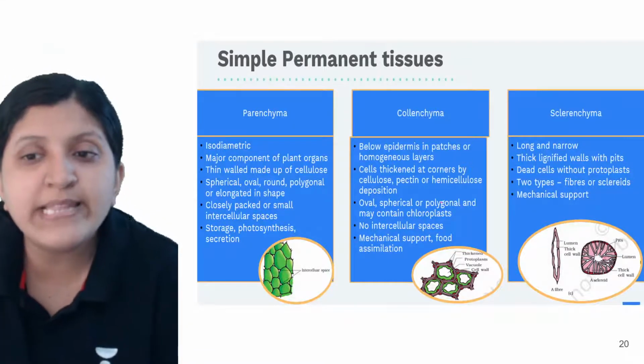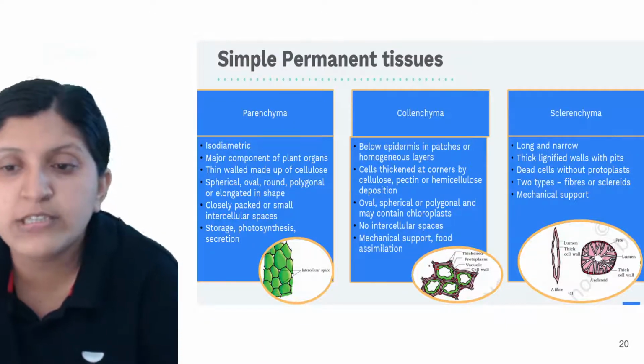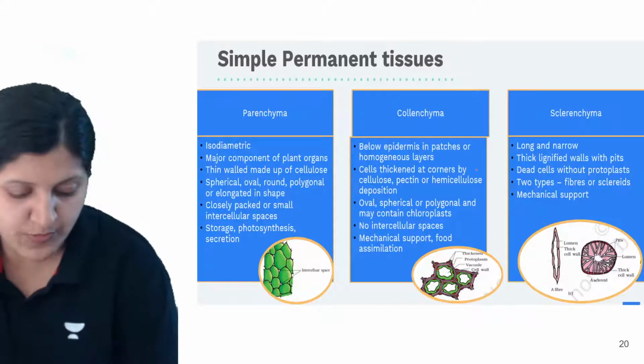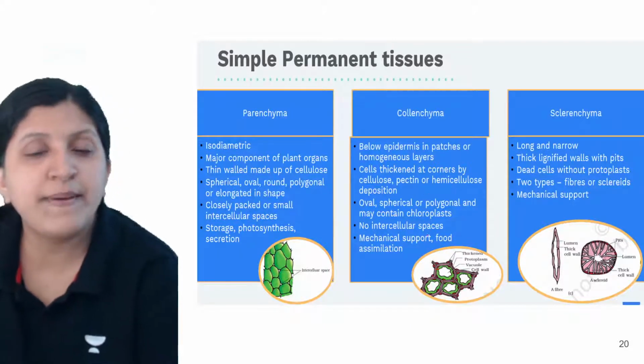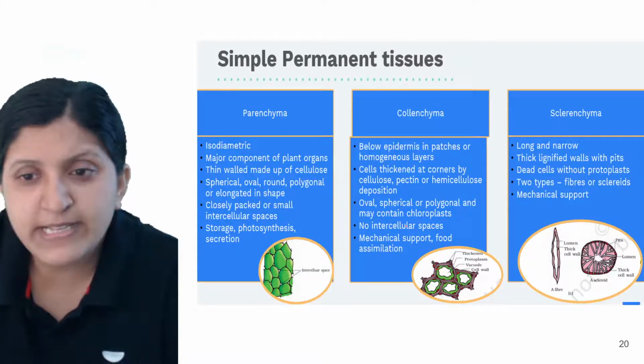So cells, why they are thickened at the corner? Because there is a deposition of pectin, then there is hemicellulose, and so basically cellulose component is also there. The thickening can be because of any of this or all of these two. Now, so there is a variation.